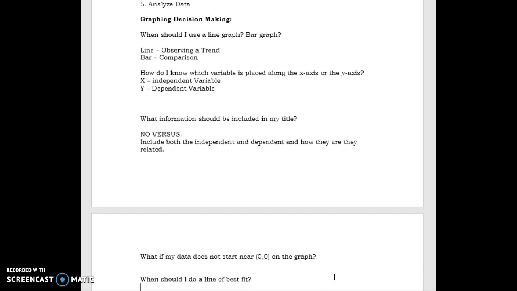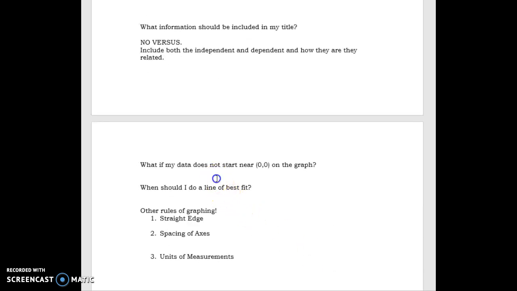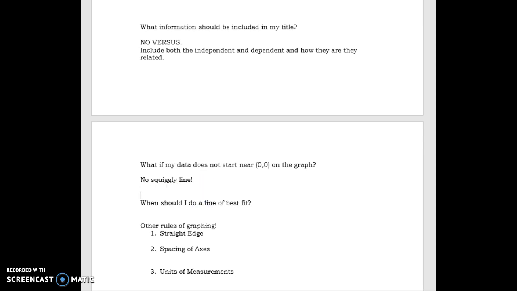So all right, let's move this down. So no squiggly line. Instead, you're going to adjust your axes. I can show you in person when you would do that, but what you're going to do is your origin is not going to be necessarily at 0, 0. The origin, where the x and y axes line meet, might actually be a number.